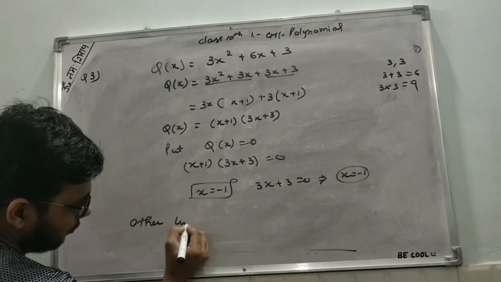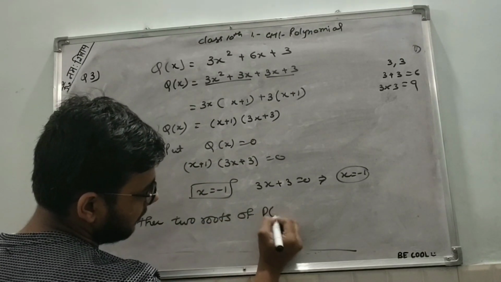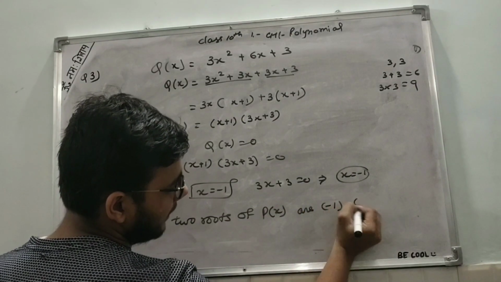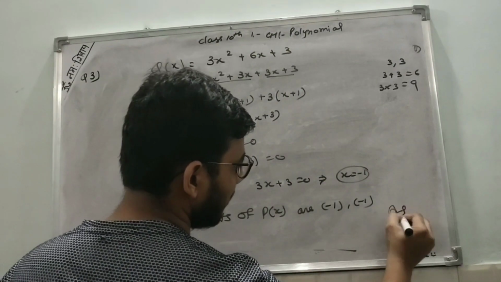So the other two roots of p(x) are -1 and -1. This is your required answer.